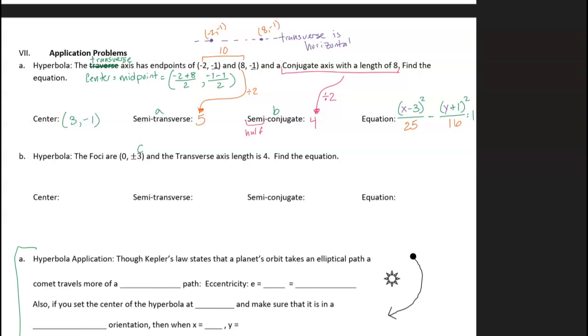And notice it's not being added or subtracted from anything. So that means that from our center, our K value must be 0. Otherwise, there would have been a number here in front of the plus or minus. This means that the center for this problem is 0, 0. And it tells us the transverse is a length of 4, meaning our semi-transverse, or half of our transverse, is 2. That's our A value.